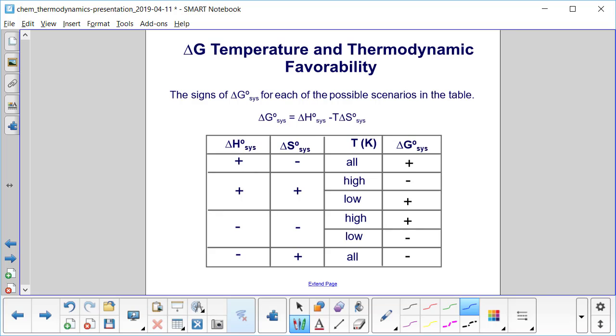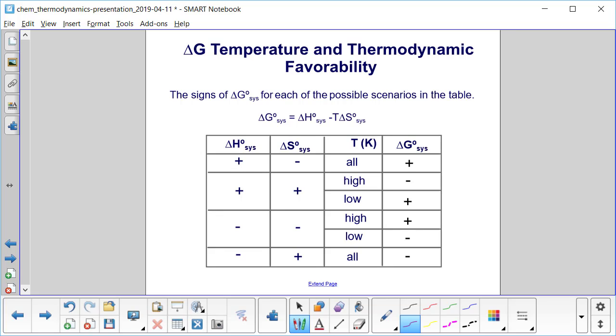And then our final possibility, if delta H is negative, right, an exothermic process, and delta S is positive, right, increasing the entropy of the system. Those are both favorable things, right? If we have an exothermic process and we're increasing the entropy, we would expect that to be spontaneous, right? But the math also shows us that that's true.